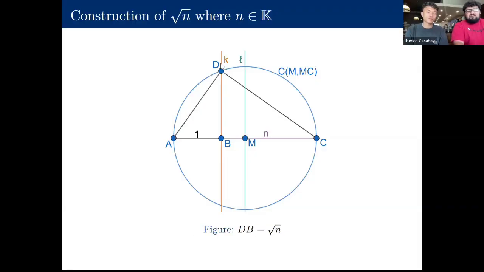And then using the two theorems that Jericho mentioned, since AC is the diameter of our circle, and points A, D, and C are all points that lie on the circle, we have that the angle D is a right angle. Then we can use the second theorem, which is Dali's theorem, and we get that the distance from D to B squared is equal to the distance A to B times B to C. And from here we get that DB is equal to the square root of n, where n is a constructible number.